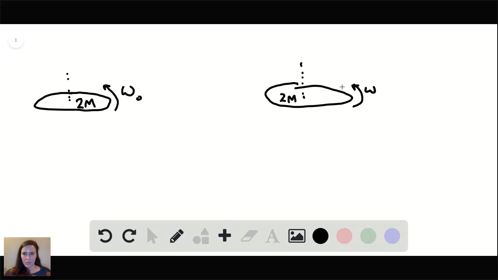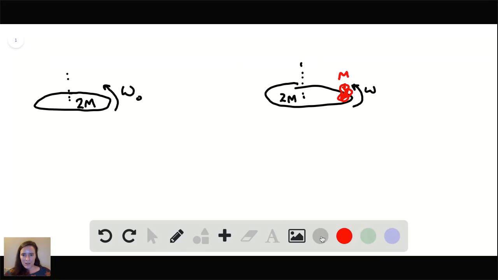We take a blob. Yes, a beautiful blob of mass m, and we slap it on there at the edge. And we want to know, what will the resulting rotational speed omega be?